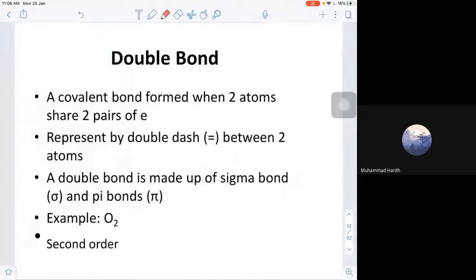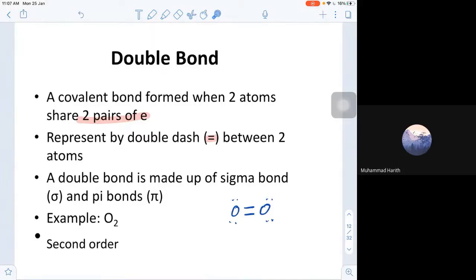Double bond. If you have a double bond, it means that the two atoms share two pairs of electrons. That is represented by a double dash between the two atoms. For example in oxygen, if we draw the structure of oxygen, O will form two bonds with the second oxygen, so they are sharing two pairs of electrons. Then the bond order in the oxygen molecule is second order. So double bond is second order, simple.